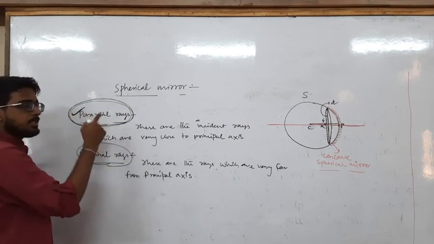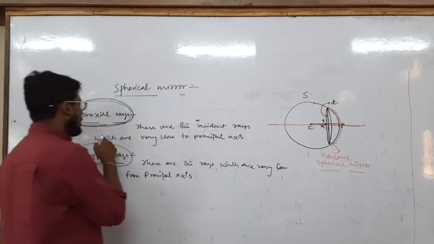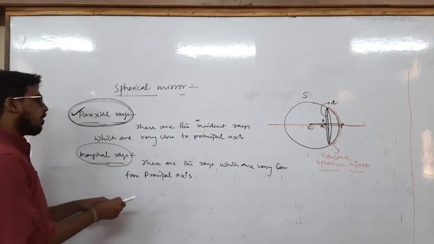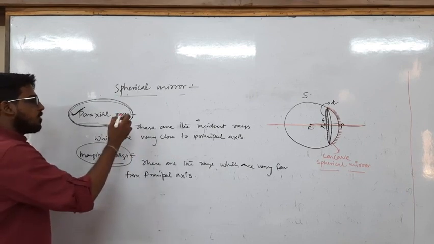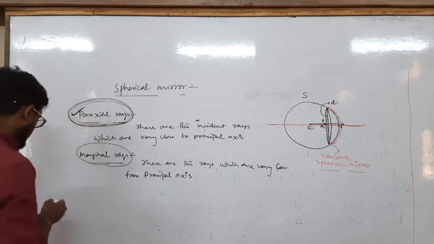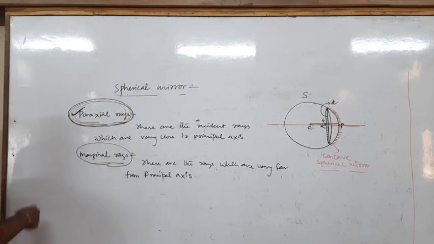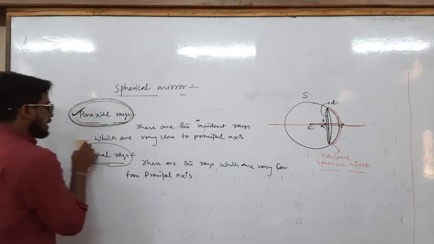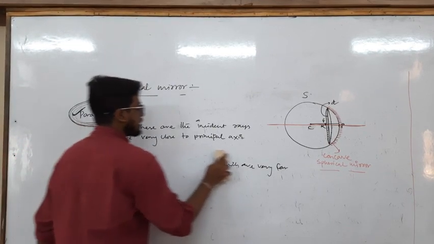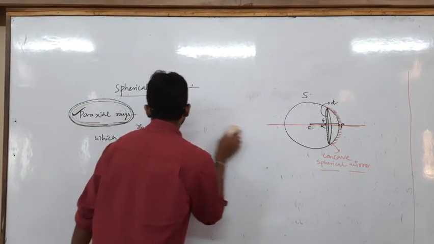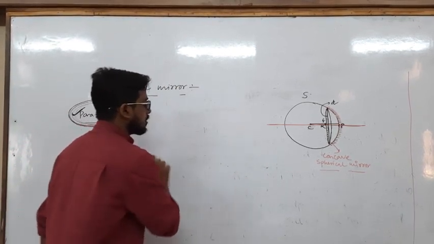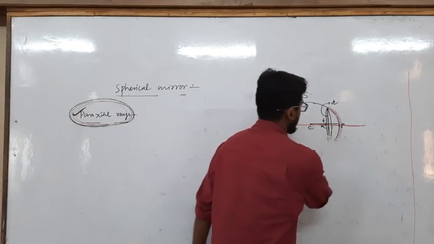What are paraxial rays? These are the incident rays which are very close to principal axis. You have to remember this. And in all cases of geometrical optics, we have to deal with what? Only paraxial rays. Clear? So depending upon the distance of the incident rays from the principal axis, they are categorized into two parts. One is paraxial rays and the other is marginal rays. So in geometrical optics we generally deal with only paraxial rays.